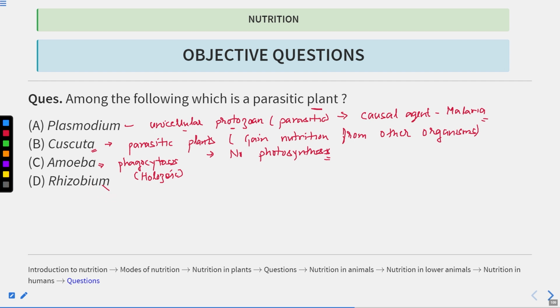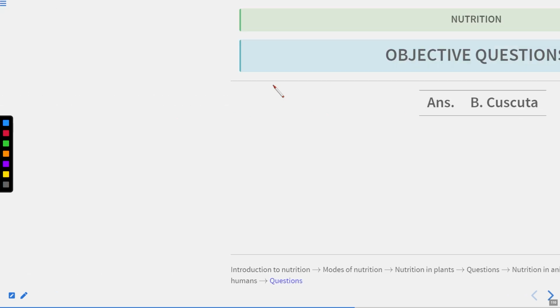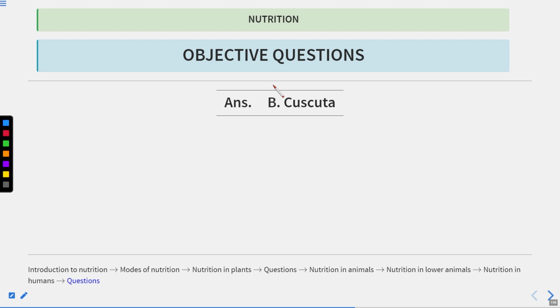Rhizobium. Rhizobium is a symbiotic nitrogen fixing bacteria. Okay. So here the mode of nutrition is symbiosis. It forms a symbiotic relationship with the root nodules of the leguminous plant. Alright. So what should be the answer to this question? Cuscuta. Cuscuta is the parasitic plant here.